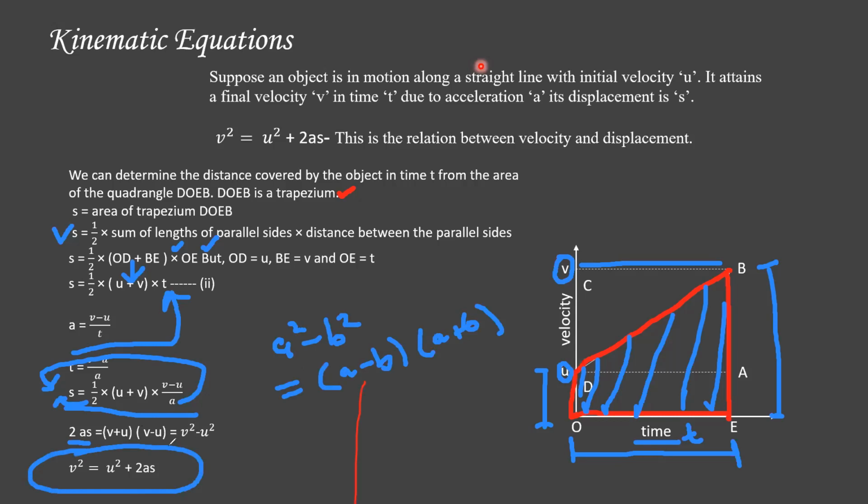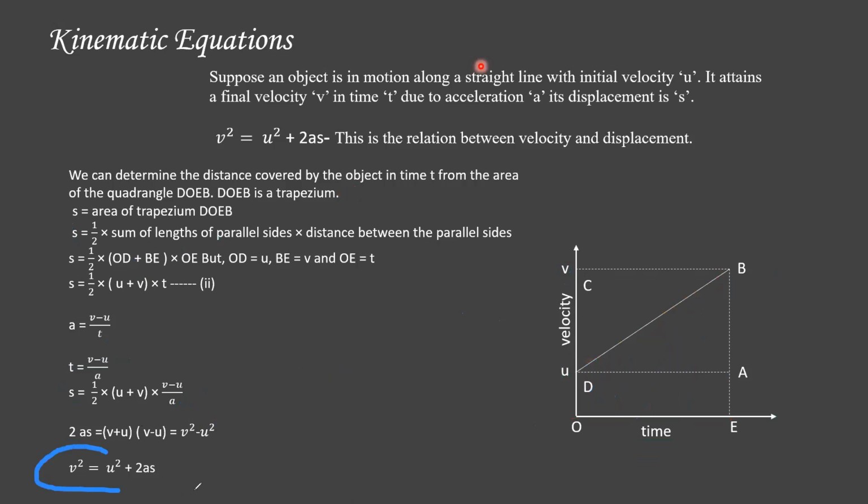How did I get this? You just restructure it. So you just put minus u square on the other side. All right. So by doing all of this, I get our final formula, which is v square is equal to u square plus 2as.